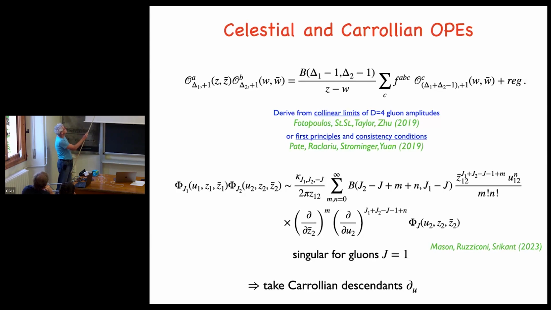Here is the color index A, B, C, and this is the structure constant. And here it's for some arbitrary fields with spin J1 and spin J2, and then this fuses into a sum or linear combination of states.